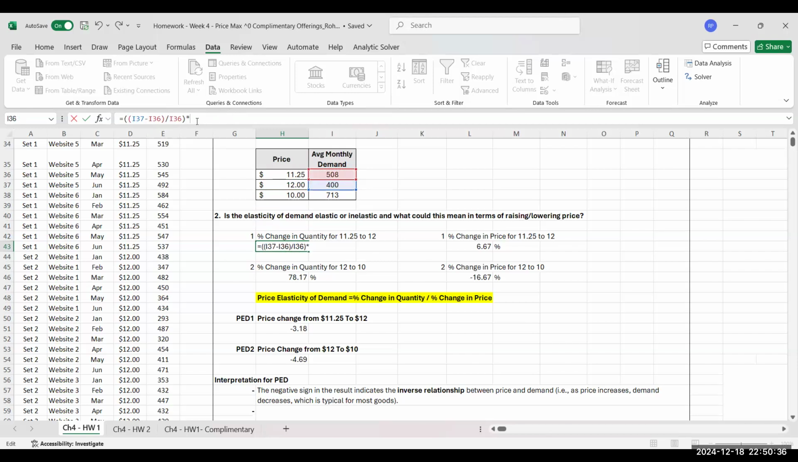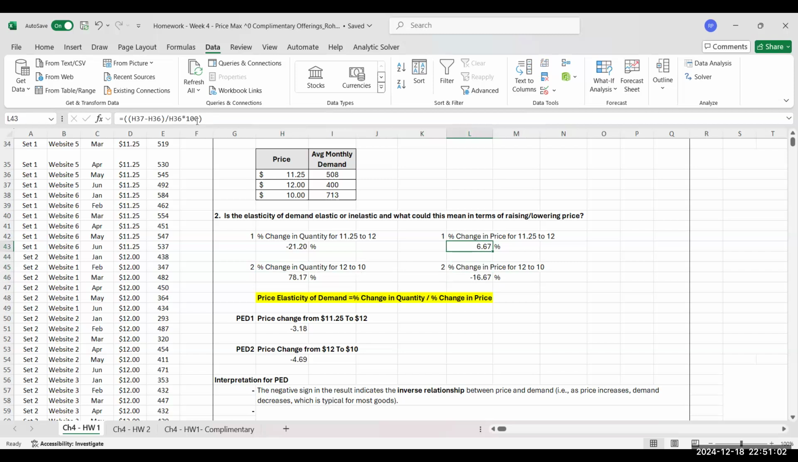Okay, we need a percentage, so that's the reason I put the 100 over there, the same way I did over here for the price point. So what it shows, basically the same thing I have done over here for the price change of $12 to $10. 78.17%, and over here 16.167%. So this is what I find from my formulas.